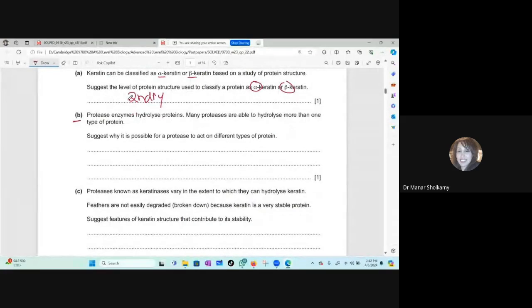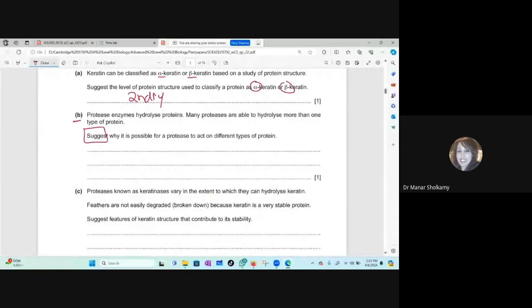B, Adam. Protease enzymes hydrolyze proteins. Many proteases are able to hydrolyze more than one type of protein. Suggest why it is possible for a protease to act on different types of protein. This is a suggest question, but it's easy. Can you give me an answer, Adam? Because of the induced fit mechanism.